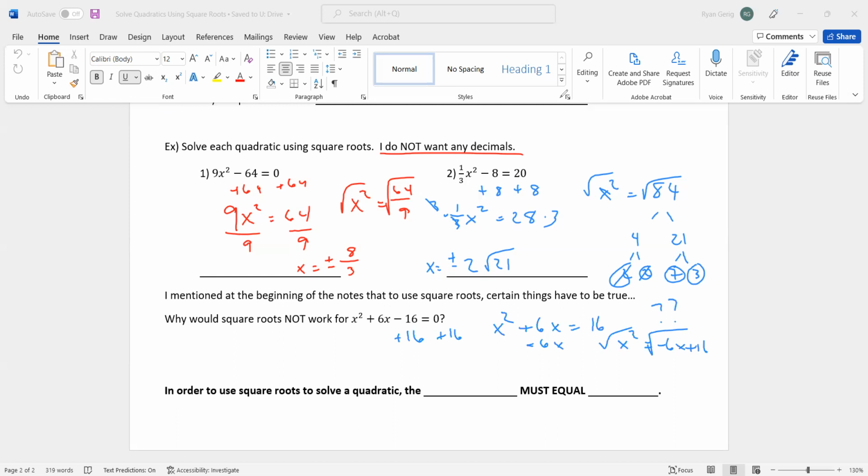Square roots only work in certain cases. In order to use square roots to solve a quadratic, the b value must equal 0. If you look back at the first 4 on the back page and the last 2, all of them had the b value equal to 0. That's key. If you don't have b equals 0, you can't use square roots, which is where the next lesson will come into play.